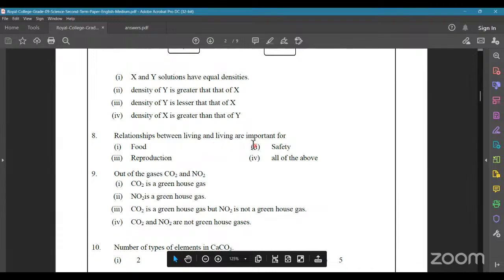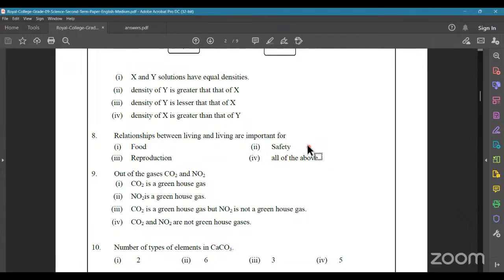Relationships between living and living are important for food, reproduction, safety, all of the above. What is the answer? Safety? Actually, for all. All of the above is the answer.